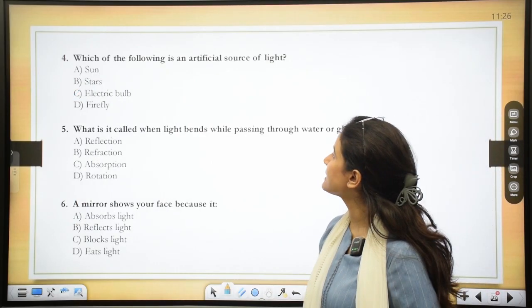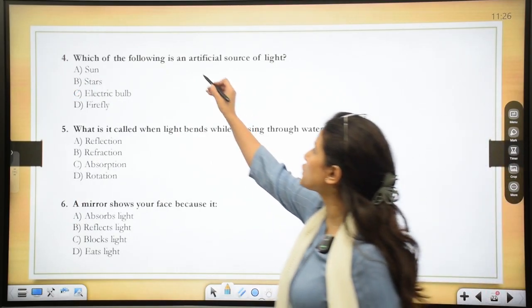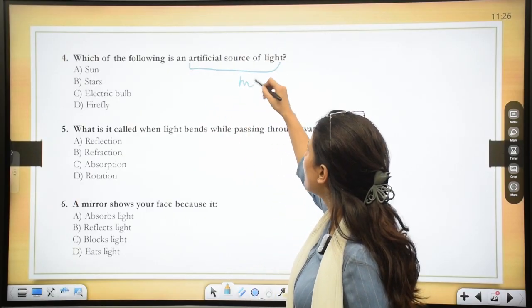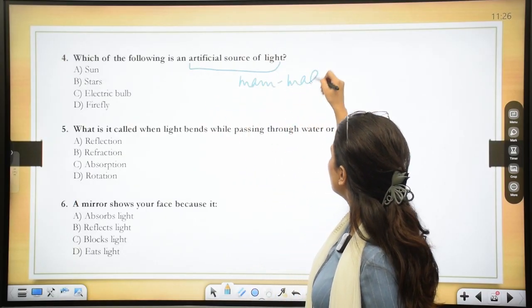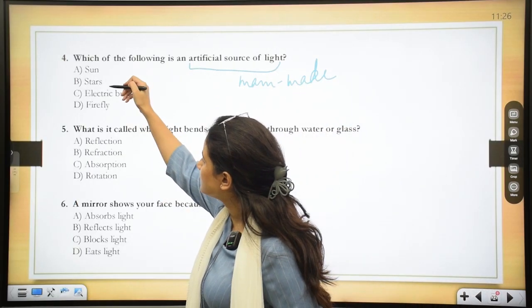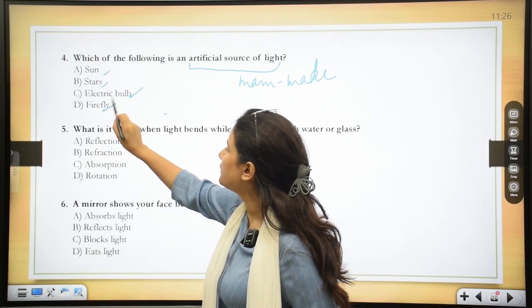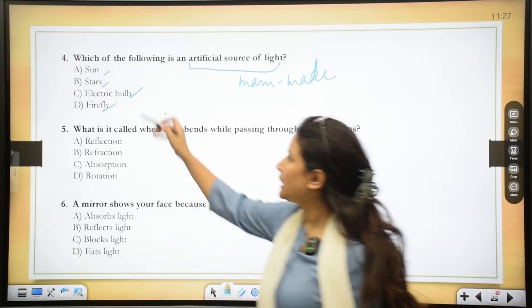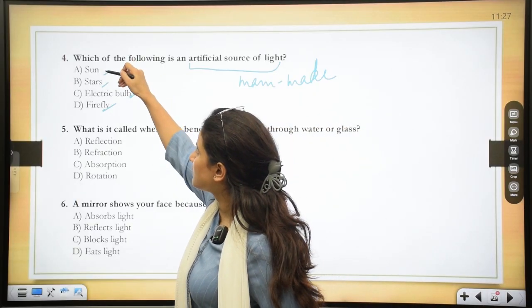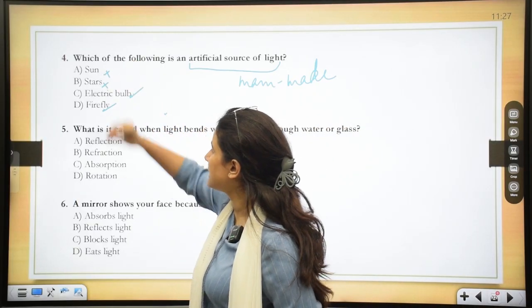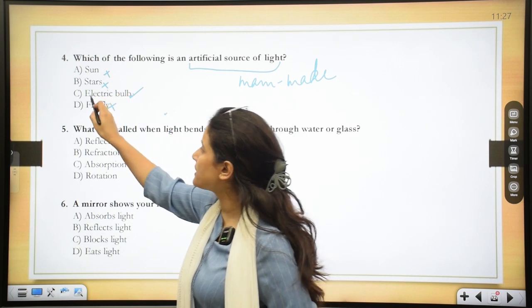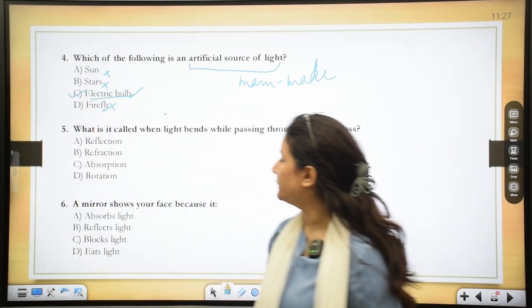Which of the following is an artificial source of light? What are artificial sources of light? These are man-made, right? Sun, luminous. Stars, luminous. Electric bulb, luminous. Firefly, luminous. But we do not make the sun. Sun is natural. Stars are natural. Firefly, natural. Obviously, it is the electric bulb.